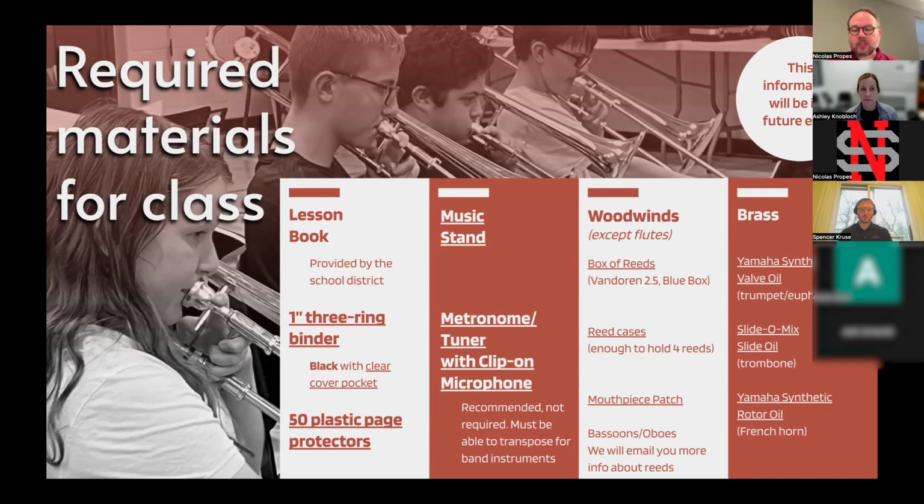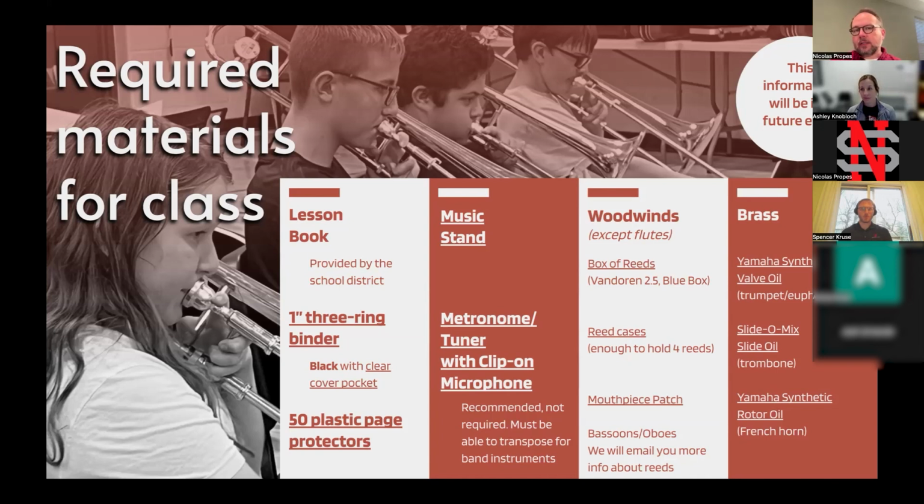If your student is going to play bassoon or oboe, bassoon and oboe reeds are a little bit tricky, but we will email you more information about what to look for if your student is going to play bassoon or oboe. If your student is a brass player, in addition to obviously their instrument and stuff, they are going to need a bottle of valve oil or slide oil.